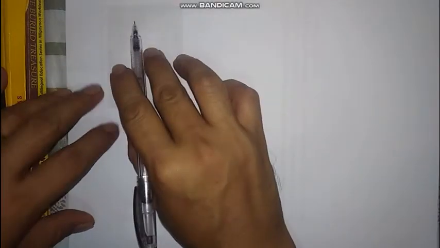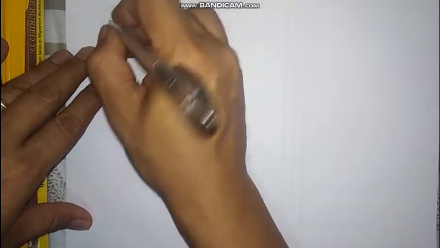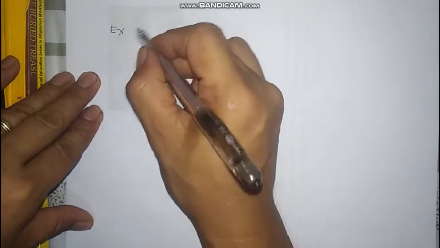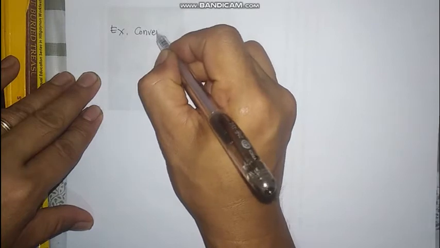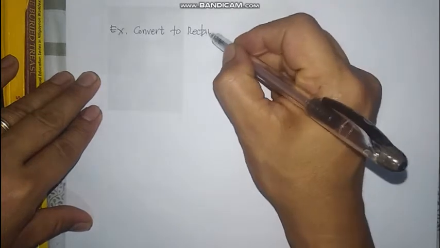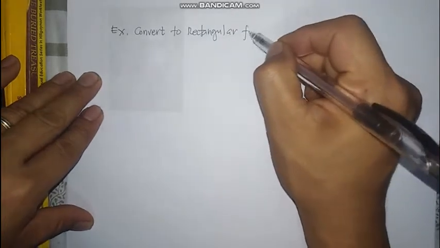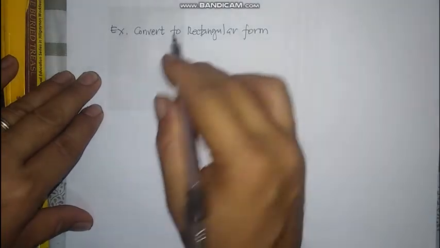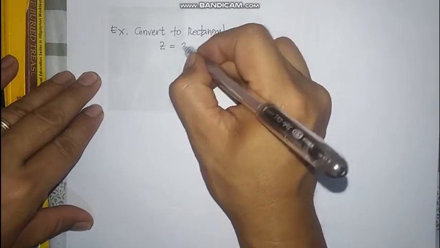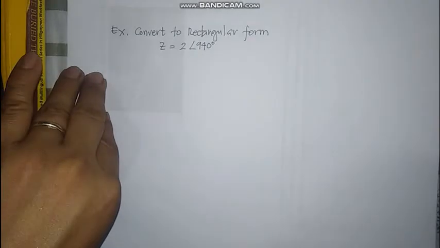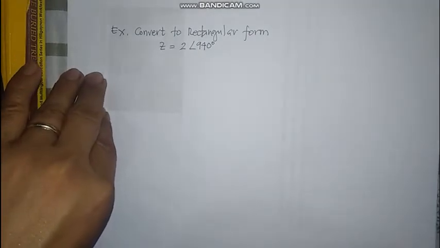For our next problem, we are going to convert the complex number in polar form to its equivalent rectangular form. So here is the problem. Convert the complex number z equals 2 angle of 940 degrees to its equivalent rectangular form.